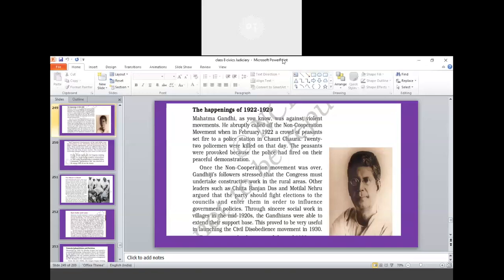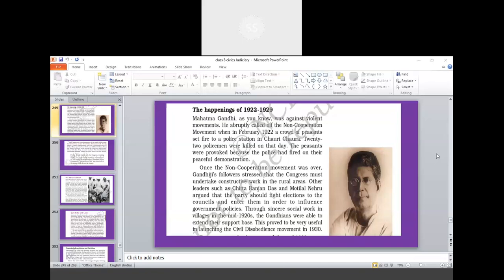Yes. So Mahatma Gandhi was not happy with that particular event, because he clearly said that if you are fighting against injustice, there is no need of using violence. But a crowd of farmers who set fire to a police station in Chauri Chaura resulted in the killing of 22 policemen. That was the major reason why Mahatma Gandhi withdrew the non-cooperation movement. So the non-cooperation movement started by Mahatma Gandhi was withdrawn because of a violent incident that took place in Chauri Chaura in the year 1922 in the month of February. Okay, so that is about the Chauri Chaura incident.